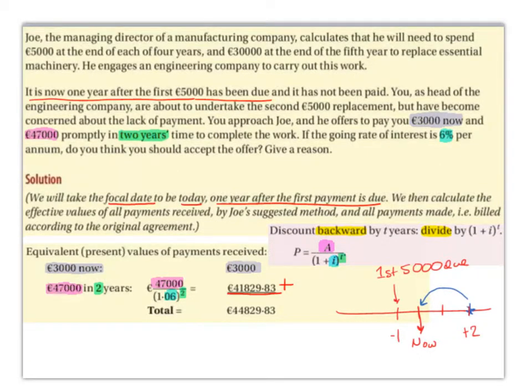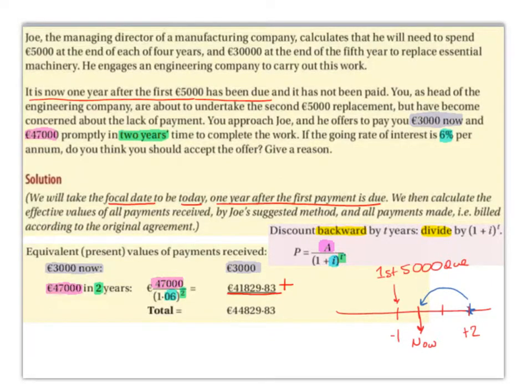So we start off with the €3,000 now, and we're going to add that to the amount we get from this formula. He's offering €47,000 in 2 years, so A is going to be the €47,000. The 1 plus i is going to be 1.06, since the interest is 6%, and it's to the power of 2 years. That ends up giving us €41,829.83. Adding that on to the 3,000 he's offering now gives a total of €44,829.83. So this is Joe's offer: he'll give us the €3,000 now and the €47,000 in 2 years' time, and this is what that actually works out as.